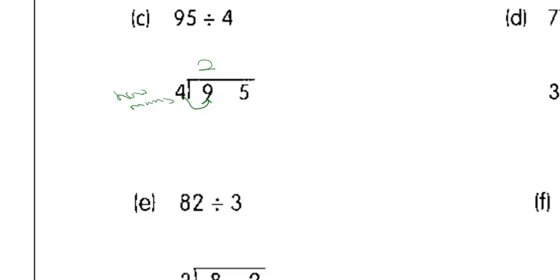Put this remainder 1 beside the 5 and ask yourself again, how many 4's in 15? 4, 8, 12. You will find that we have 12. You can say 4, 8, 12 is 16, but you can't use a number greater than 15. So you can use only 4, 8, 12.